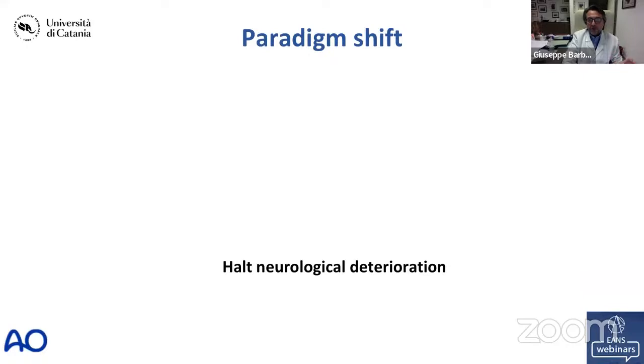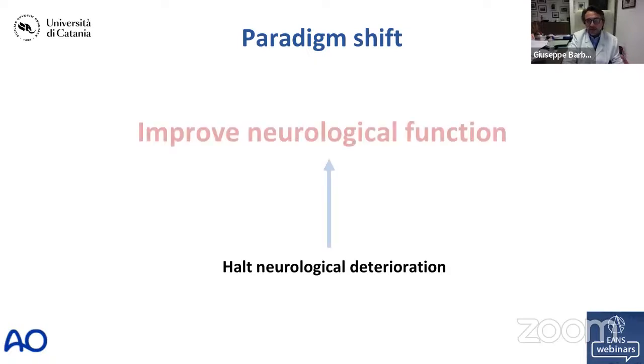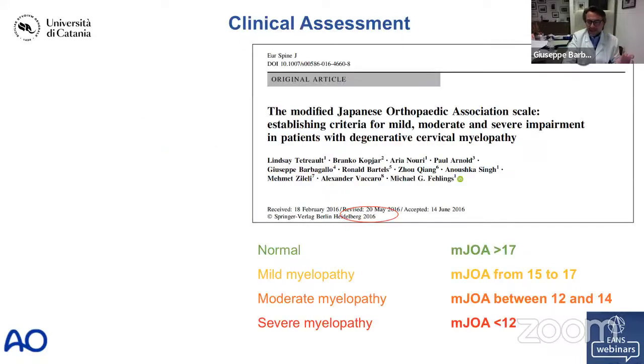But we should also consider that for many years we have been told, and we have grown with the idea, and we have been telling patients that the main goal of surgery was to halt neurological deterioration. Actually, maybe we should change our attitude, and we should start considering that surgery can actually improve the neurological function of our patients. So how do we assess our patients? If we think in terms of indications, how can we decide for which patients surgery is indicated or other forms of treatment could be advised?